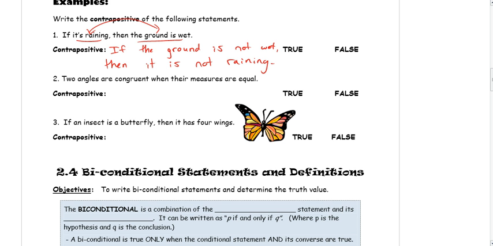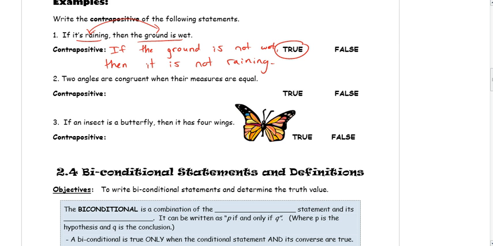Okay, well, let's think about that. If the ground is not wet, then it is not raining. Okay, is that true or false? Well, if the ground is not wet, then it obviously must not be raining. If it's raining, then it would be wet. So these are a little bit tricky. You kind of have to break them apart, think kind of forwards, backwards, if they're true, if they're false, and then take a look at it from there. I'm going to do one more of these with you just because they are a little bit trickier.